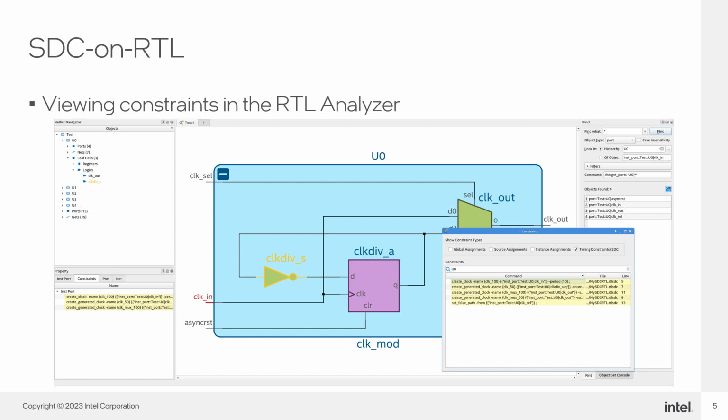Within this environment, you can simply navigate your design, inspect the properties of various objects, and confirm that your constraints are implemented precisely where they are intended. The RTL Analyzer also serves as a potent tool for pinpointing areas that require additional constraints, ensuring that your design is fully constrained and in alignment with your intended functionality.